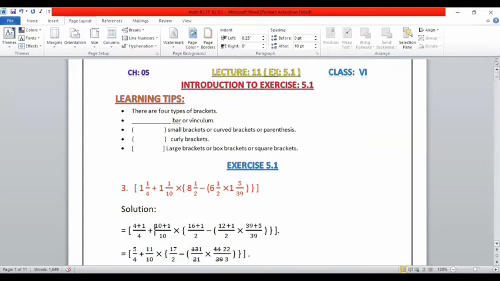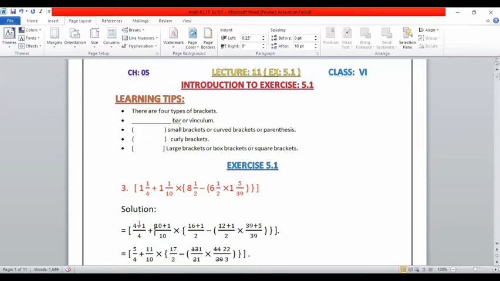Dear student, in question number 3, we have three brackets: small bracket, curly bracket, and large bracket. Before the simplification of the brackets, we will first convert all these mixed fractions into common fractions. We will multiply the whole number by the denominator and then add the numerator to the result.